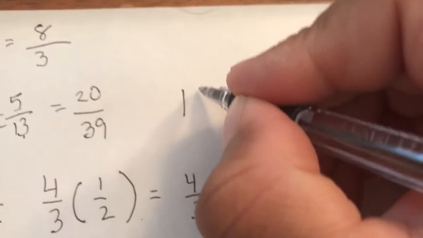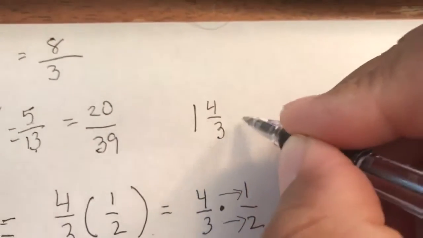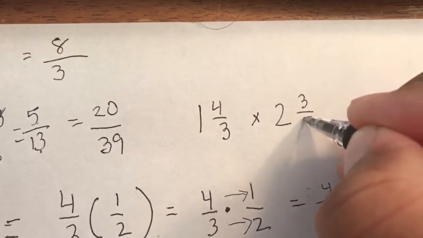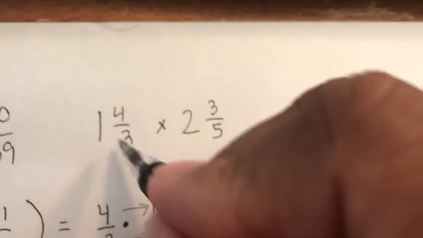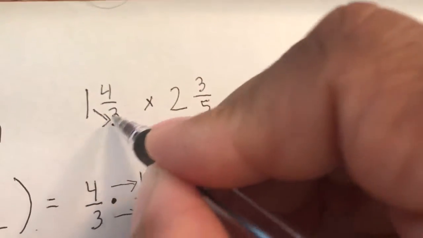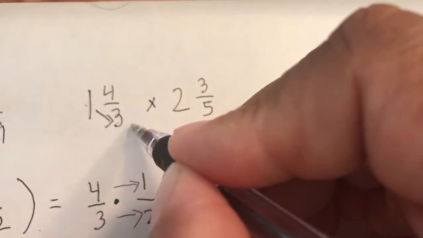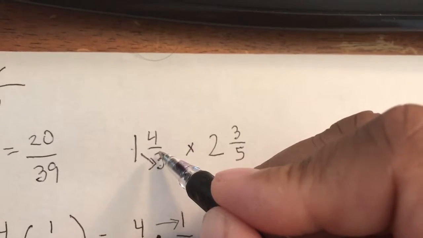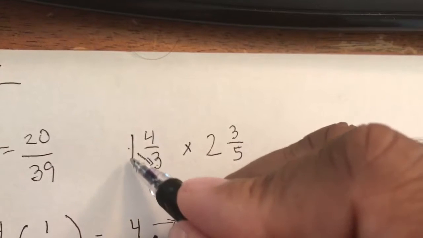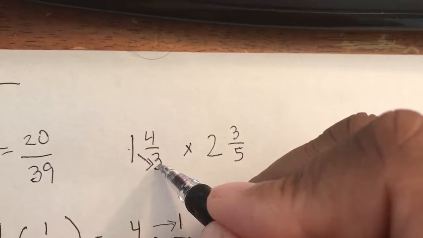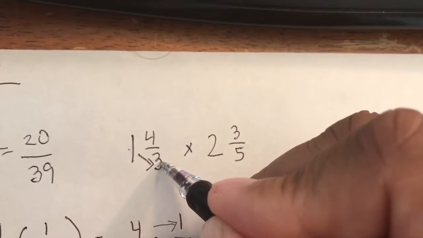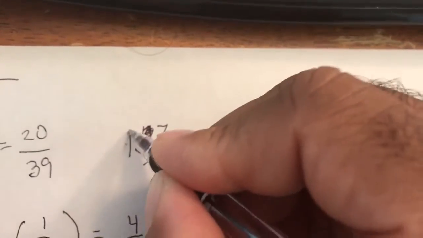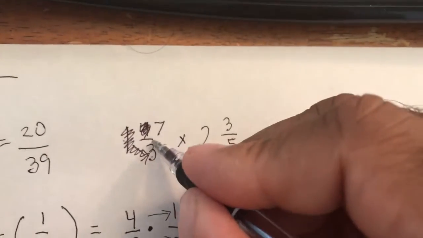1 4/3 times 2 3/5. We multiply. 1 times 3 is 3. And then we add. Right? We multiply and then we add. 1 times 3 is 3. 3 plus 4 is 7, right? Then we can put the result here. We're always going to keep the denominator and then we can cross this out. Remember, we're just trying to get into a different format.